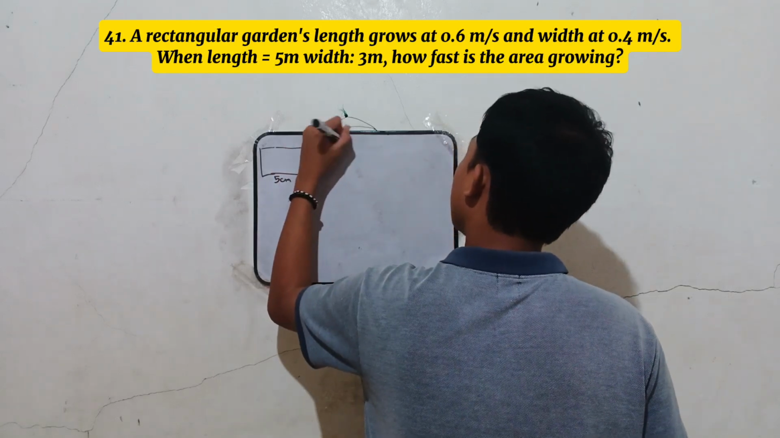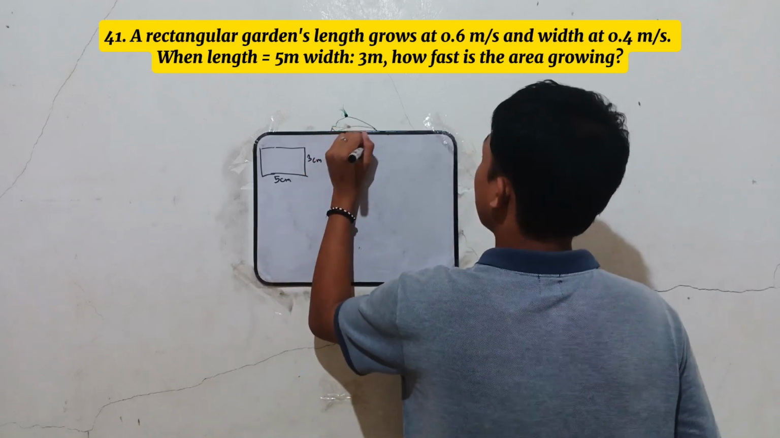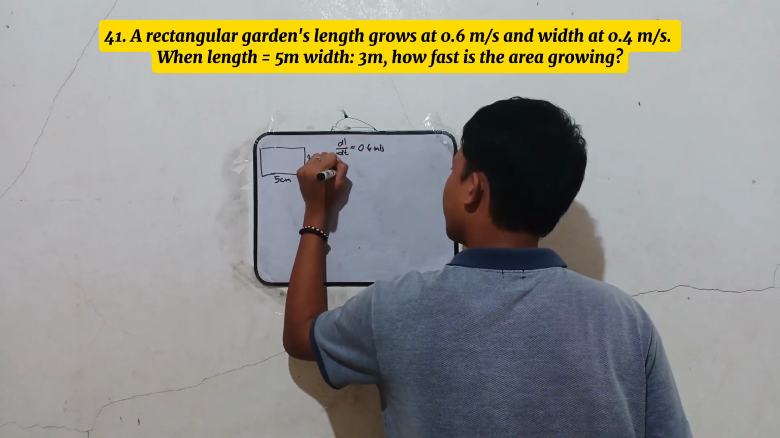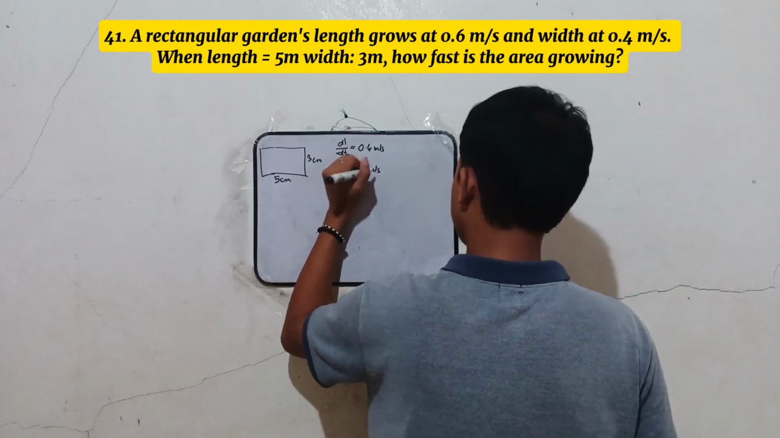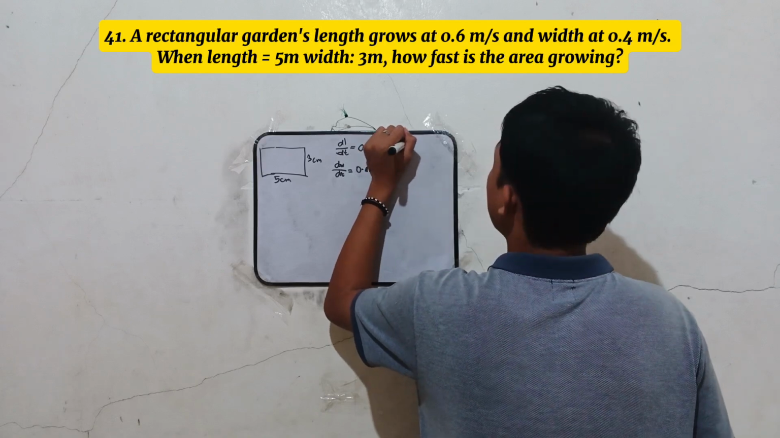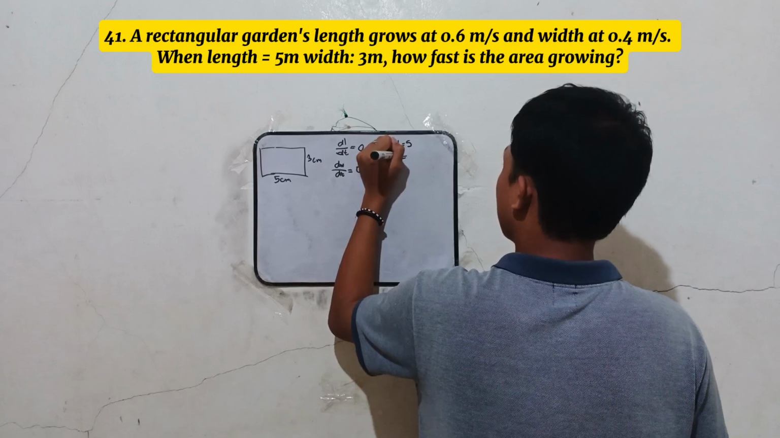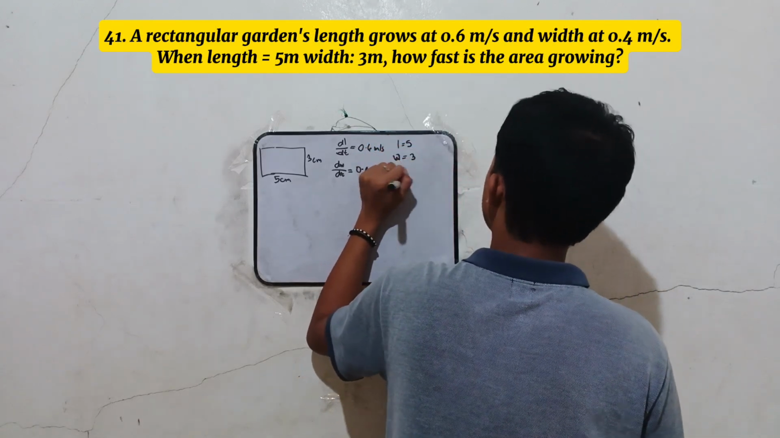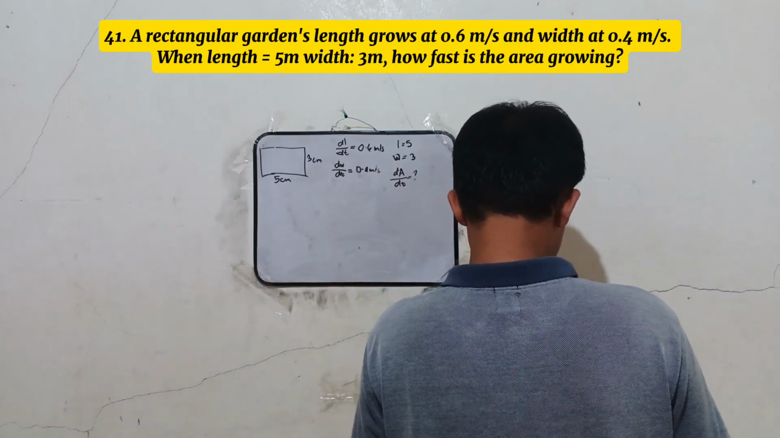So, the derivative of length with respect to time, which is already given in the problem, is 0.6 meters per second. The derivative of w with respect to time is 0.4 meters per second. Our length is equal to 5, and our width is equal to 3. And then what we're going to find is the derivative of area with respect to time.